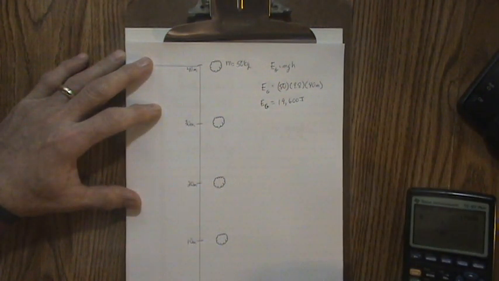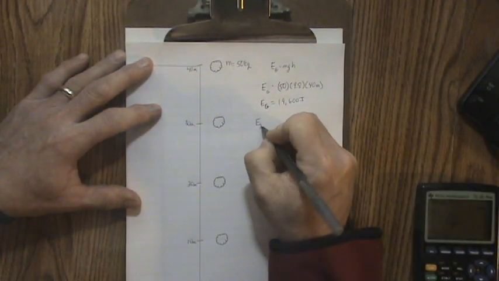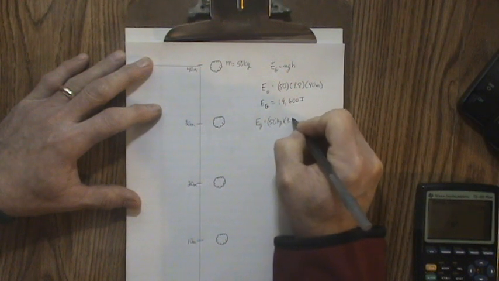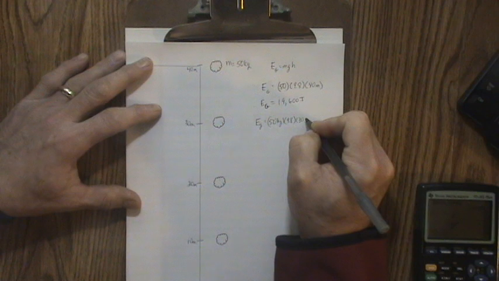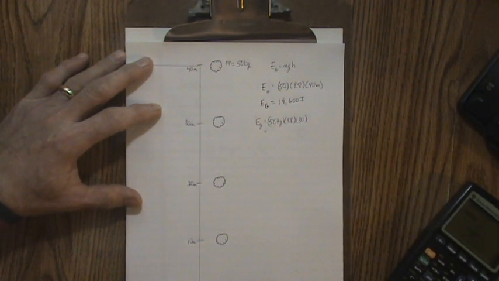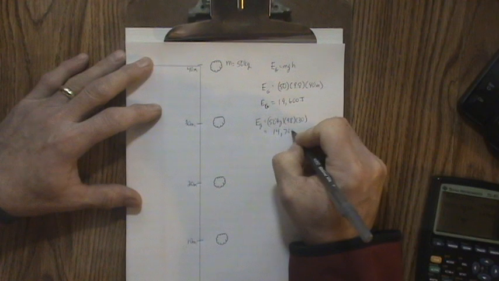19,600 joules of energy for the rock at that position. At this position, 50 kilograms times 9.8 times 30 meters, which is going to be 14,700 joules.